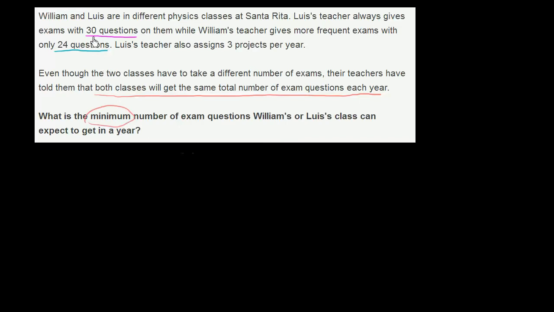So let's think about what's happening. If we think about Luis's teacher, who gives 30 questions per test, after the first test he would have done 30 questions. Then after, so this is 0 right over here, after the second test he would have done 60. Then after the third test, 90. And after the fourth test, 120. And after the fifth test, if they have that many tests, he would get to 150 total questions. And we could keep going on and on looking at all the multiples of 30.